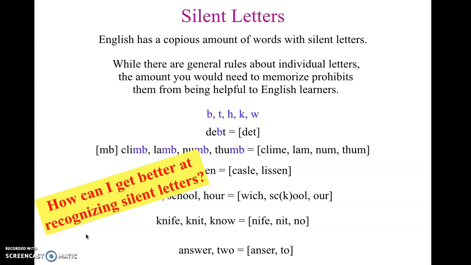How can I get better at recognizing silent letters? You must practice. And what must you practice? You must practice speaking, particularly in class or with a friend or family member who knows English, who can tell you, yes, that is correct what you said, or you need to work on that a little more.